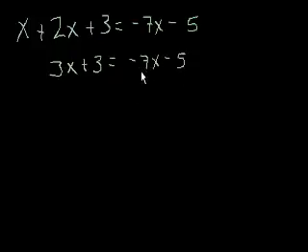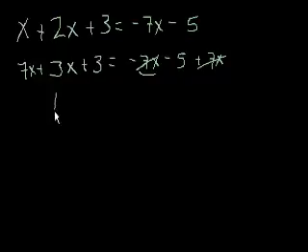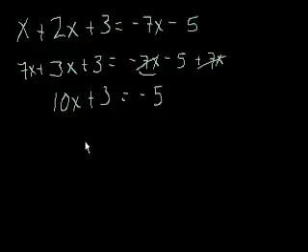Now let's bring the 7x over onto the left hand side, and we can do that by adding 7x to both sides. Just as a review, we're adding the opposite, so it's negative 7x, so we add 7x, so that's why. And we do that because on the right side, these two will cancel. And the left side, we get 10x plus 3 equals, and on the right side, all we have left is the negative 5.